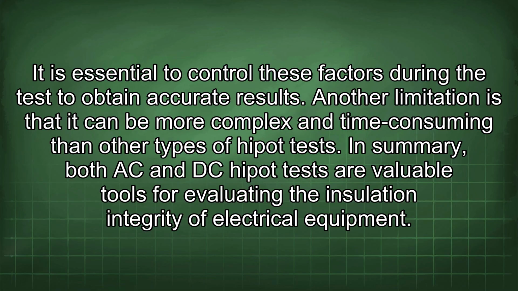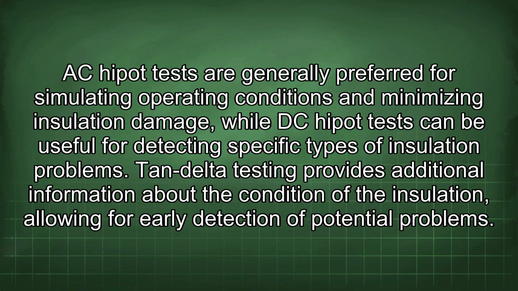In summary, both AC and DC Hipot tests are valuable tools for evaluating the insulation integrity of electrical equipment. AC Hipot tests are generally preferred for simulating operating conditions and minimizing insulation damage, while DC Hipot tests can be useful for detecting specific types of insulation problems. Tan delta testing provides additional information about the condition of the insulation, allowing for early detection of potential problems.